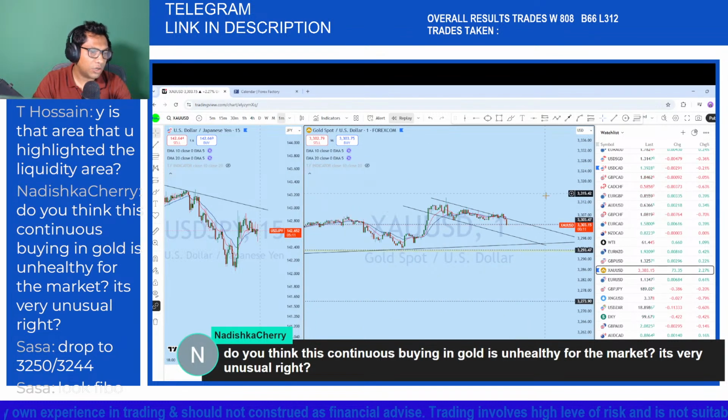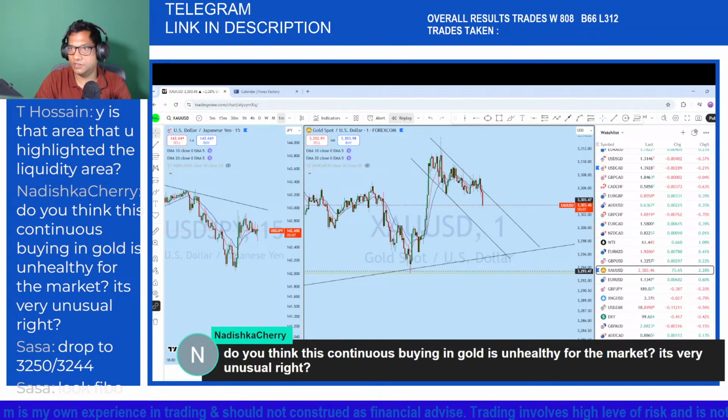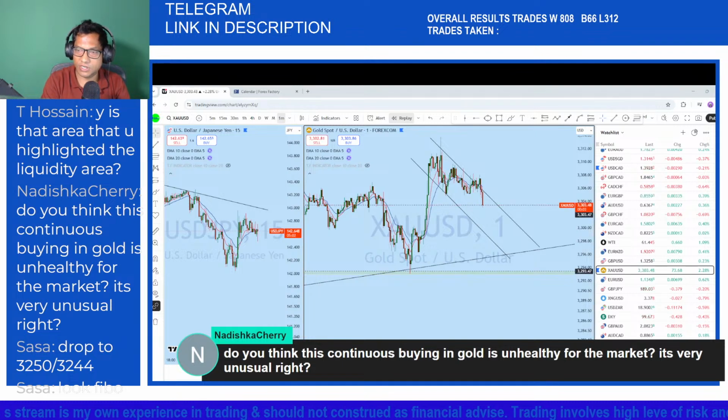There is a term called the true intrinsic value. Let's understand it from Google, so you'll understand what happens in this kind of situation.